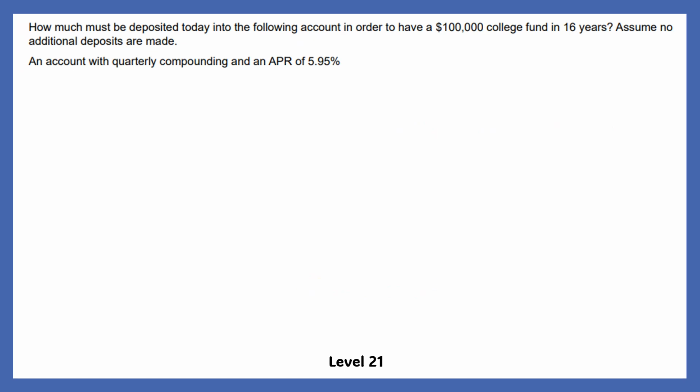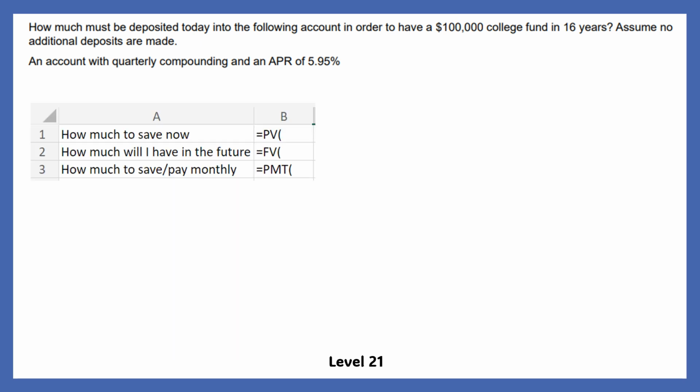How much must you deposit today if you want 100,000 in a college fund in 16 years? Assuming you're not going to make any additional deposits. And we might have done this before, but this one says quarterly compounding. So I wanted you to see what happens when we do quarterly compounding. But first, we're going to use Excel to do our prediction here.